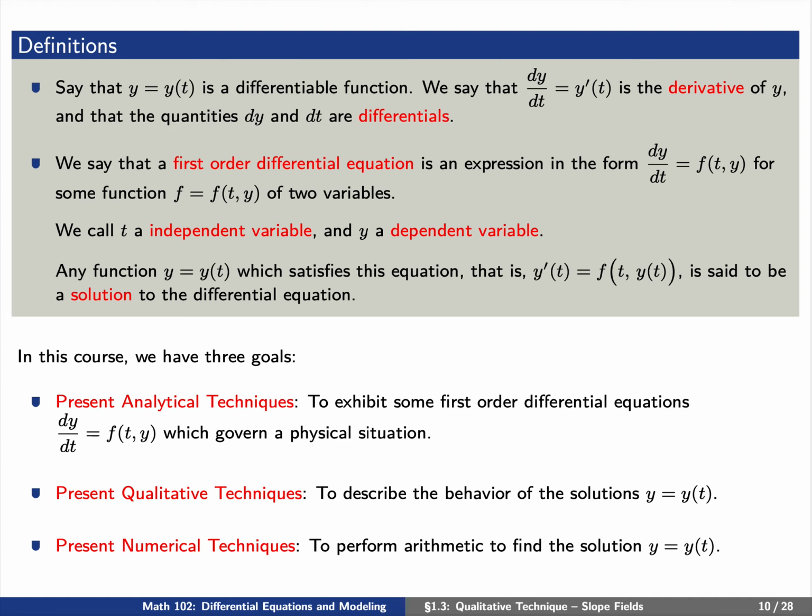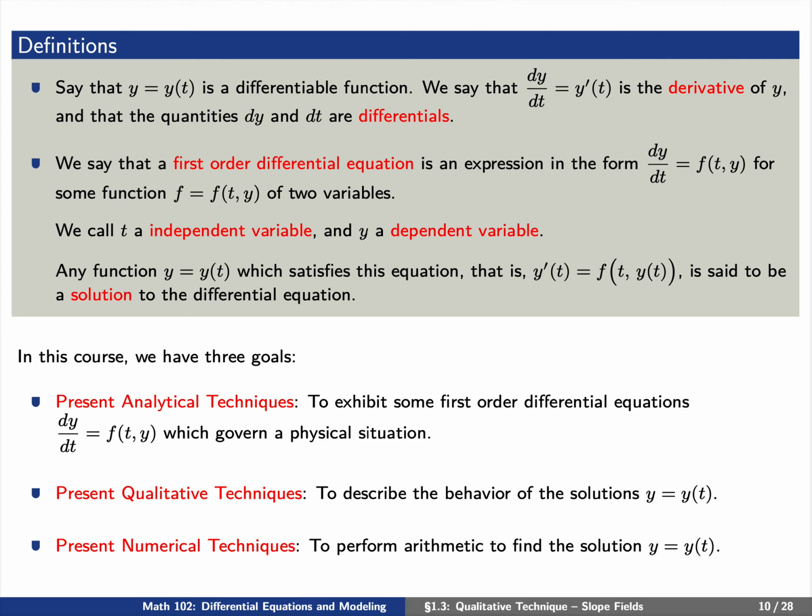We say that a first order differential equation is an expression of the form dy/dt = f(t, y) for some function f of two variables. We'll think of t as an independent variable and y as a dependent variable. That's because we're looking for a solution y = y(t). A solution is simply a function that satisfies the expression y'(t) = f(t, y(t)).